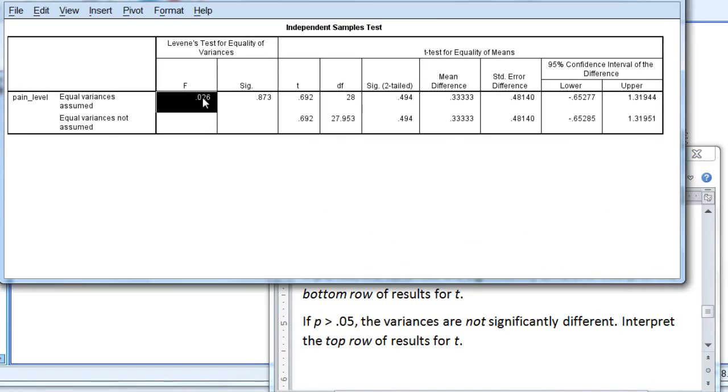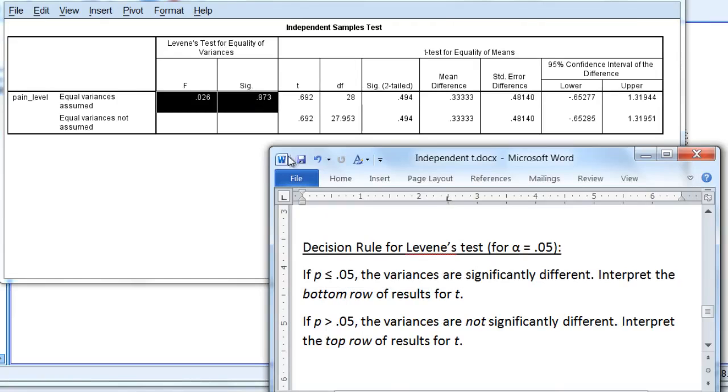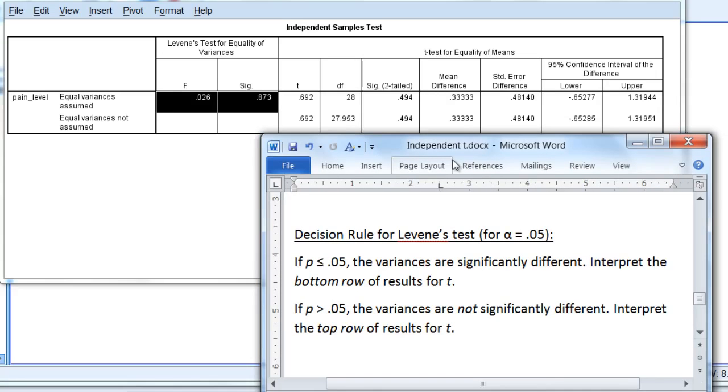First, recall that we interpret the results of our Levene's test. As a reminder, the decision rule is as follows. If p is less than or equal to 0.05, the variances are significantly different, and we want to interpret the bottom row of results for t. Whereas if p is greater than 0.05, the variances are not significantly different, and we want to interpret the top row of results for t.